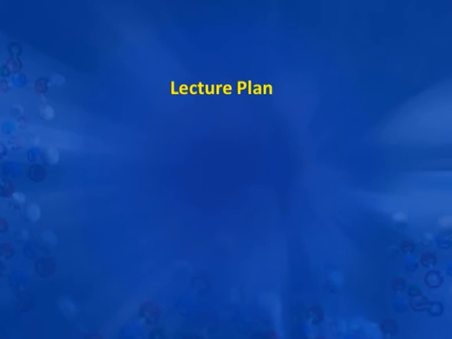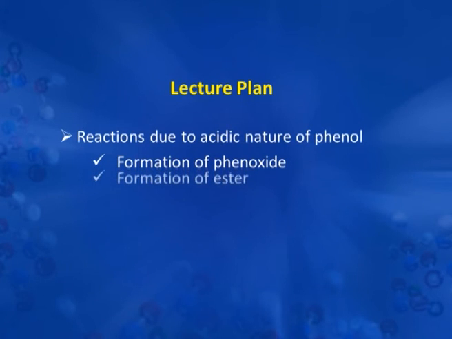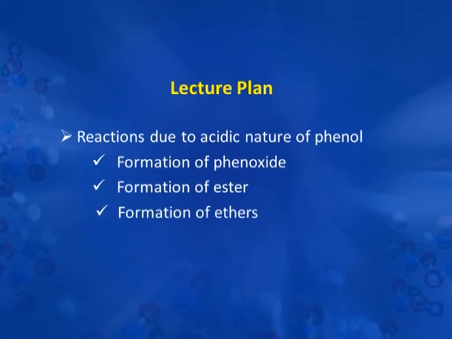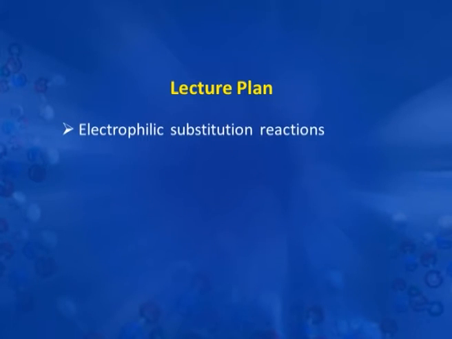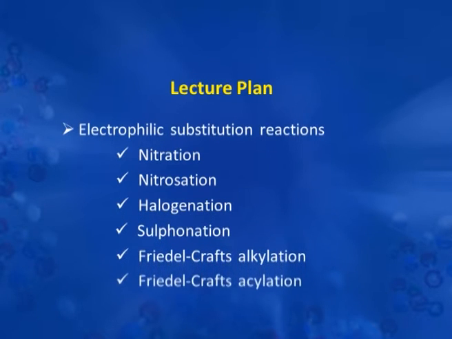The outline of today's lecture is the reactions due to acidic nature of phenol. Under this category, we will discuss four reactions. One is the formation of phenoxide, the other is formation of ester, then formation of ether, and the reaction of phenol with ferric chloride. Then the next reaction shown by phenol is electrophilic substitution reaction. Under this category, we are going to discuss today nitration, nitrosation, halogenation, sulfonation, Friedel-Crafts alkylation, and Friedel-Crafts acylation.